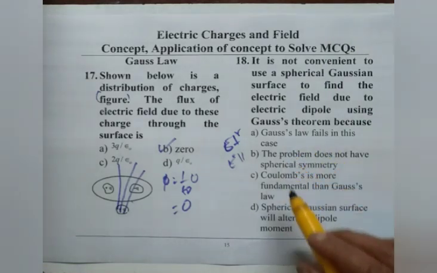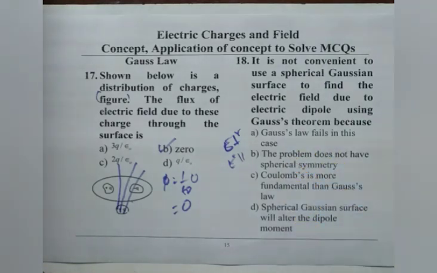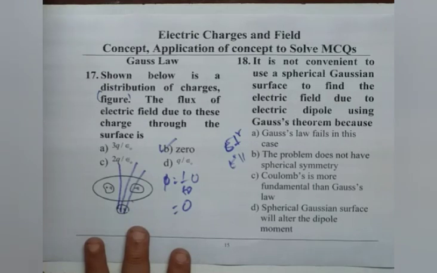Gauss law fails in this case. So it is not like that. Gauss law is there. But the second option, the problem does not have spherical symmetry. This is right. We cannot choose the Gaussian surface as a sphere because the net charge enclosed inside it is 0 and flux is 0. Electric field cannot be calculated. Therefore, option B is right.